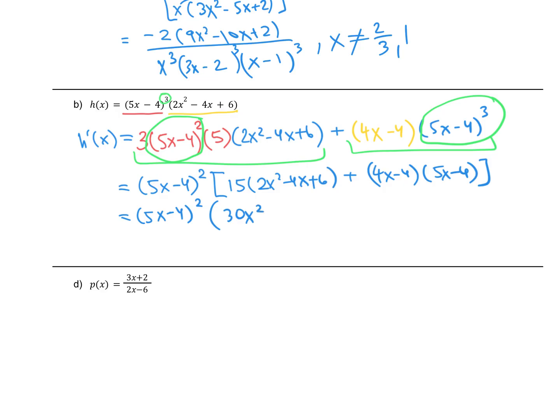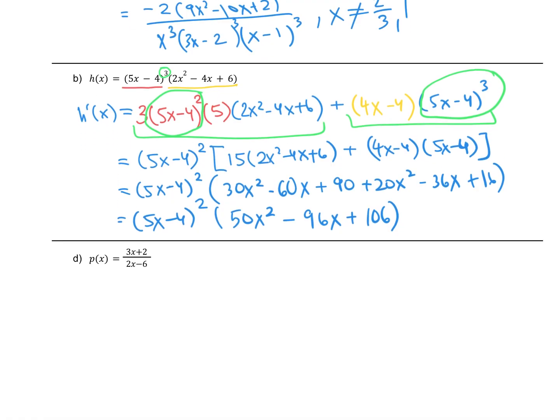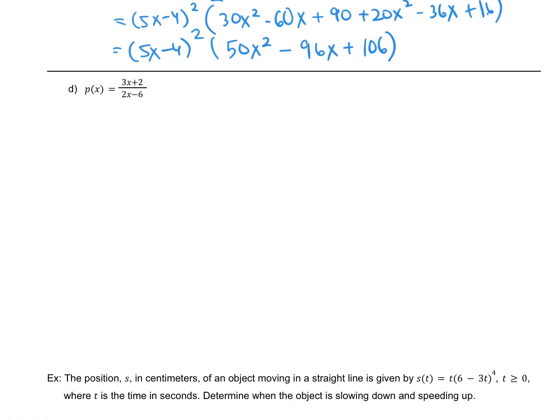So now 30x squared minus 60x plus 90 plus 20x squared, this is a 4, so minus 16 and minus 20, so minus 36x plus 16. And then I'll just finish collecting my like terms. 50x squared minus 96x plus 106. And there we are. All right, let's go to our final one before 2 little word problems.